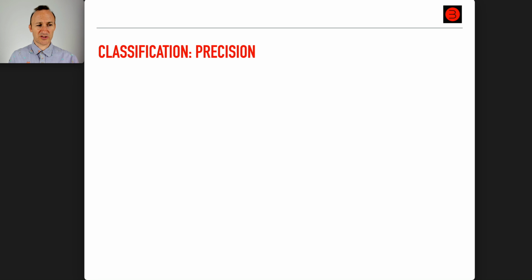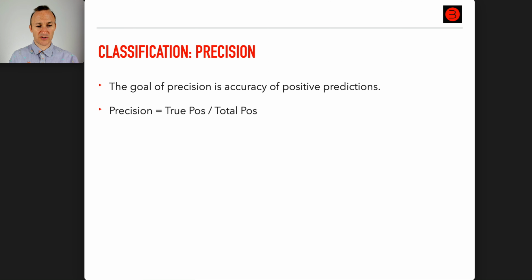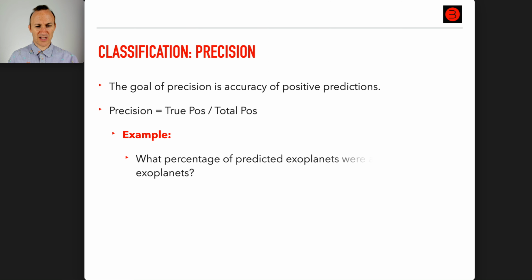So the first classification scoring metric that navigates this little positive-negative group is precision. The goal of precision is accuracy of positive predictions. For instance, precision is the true positives divided by the total positives. For example, I should say total positive predictions. What percentage of predicted exoplanets were actually exoplanets?